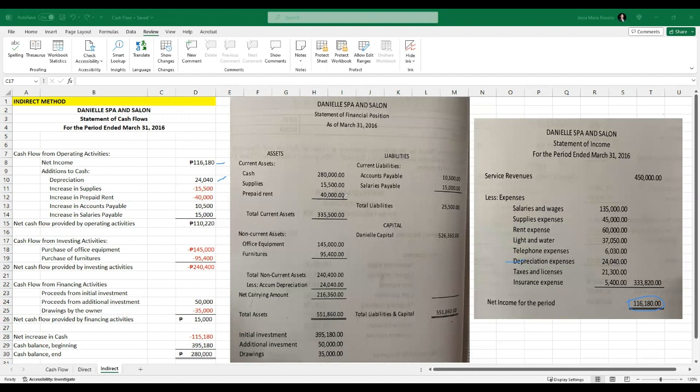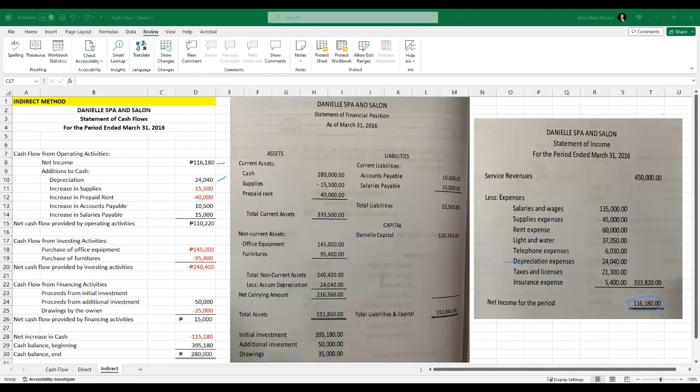Tapos since wala na ilain, adto na ta sa statement of financial position. Any increase sa assets is a deduction to cash. Okay? Any increase in liabilities is an add back. Okay? Add nato balik. Kay pag nag-increase atong asset, meaning nagpagawas ta og kwarta. Pag nag-increase atong liabilities, meaning wala ta nagbayad. Okay? So ana lang na siya.